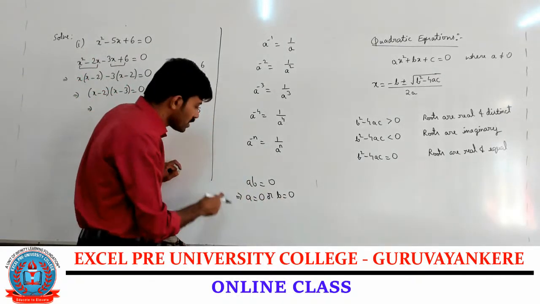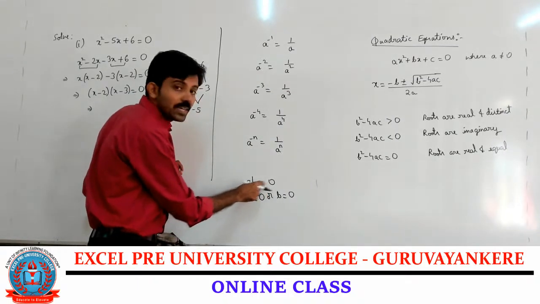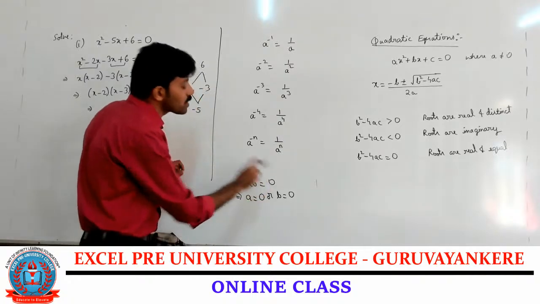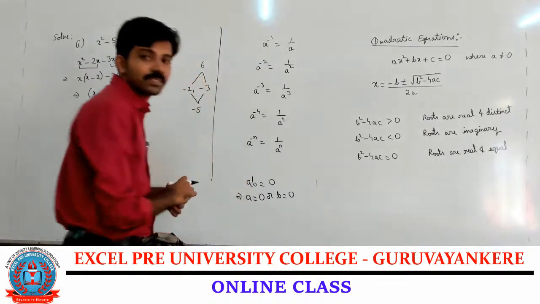It can be both. For example, 0 into 5, 0. Correct? 7 into 0 is 0. Or 0 into 0 is also 0. Both of them can be 0. Correct? Or at least one of them can be 0.